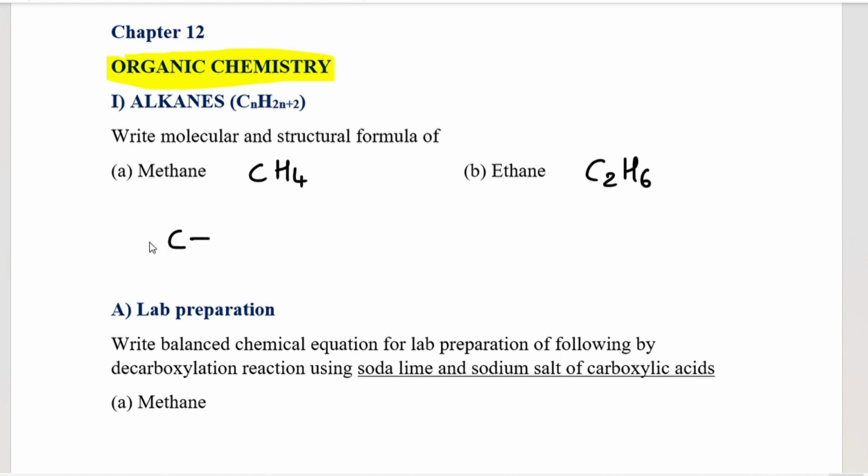Structural formula: for every carbon you write 4 hydrogen atoms. So that is the structural formula of methane. For ethane, you write a carbon-carbon single bond, and then for the remaining bonds you write hydrogen atoms like this.